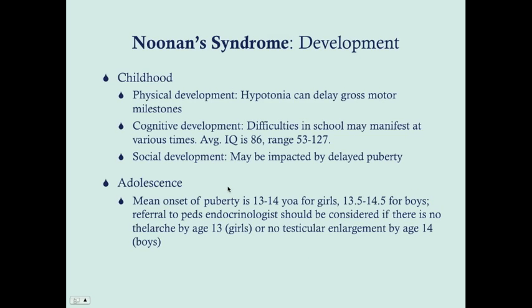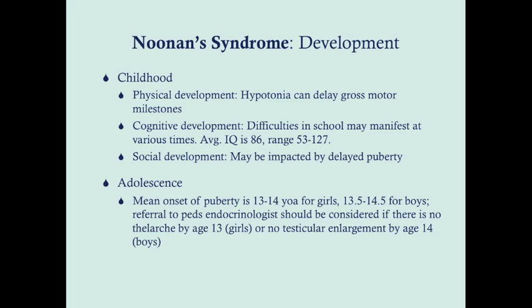So what about their development? They can have hypotonia early on, and that hypotonia can delay gross motor milestones. And so if you already know the child has Noonan syndrome early on, you can go ahead and set these children up with physical therapy, and that can help them achieve some of their milestones and strengthen themselves. Cognitively, difficulties in school can manifest at various times, really depending on how badly they're affected. So if they're more affected, it's probably going to manifest earlier than if they're less affected.